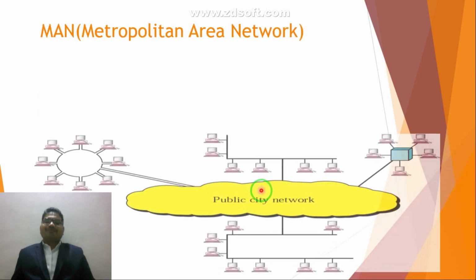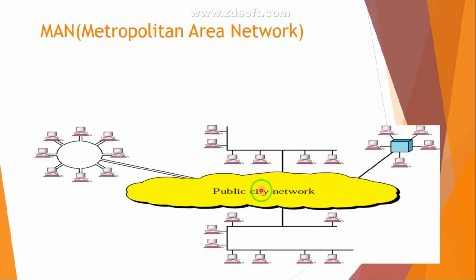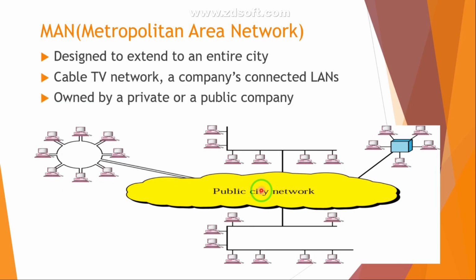Next is your metropolitan area network. In a metropolitan area network, you can see from the figure that it is designed to extend over an entire city. A single network such as your cable television network is there, which is going to connect different LANs. You can see these different LANs are connected into a larger network so that the resources may be shared.